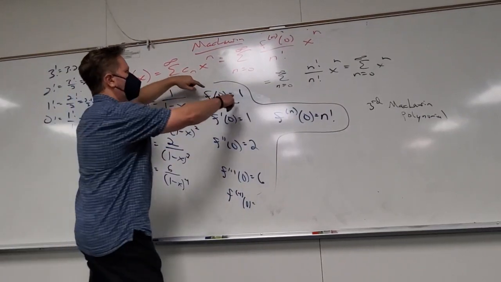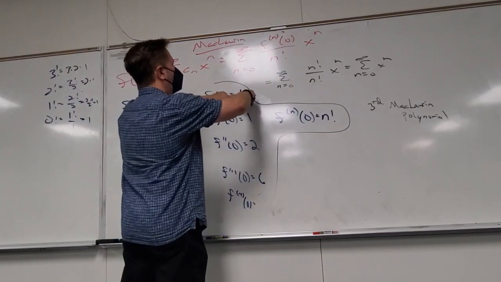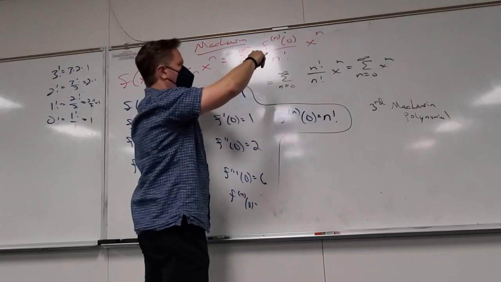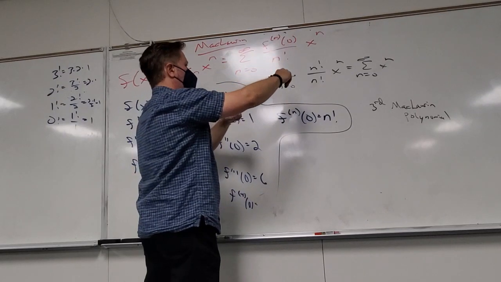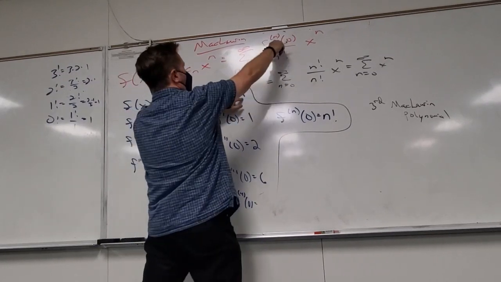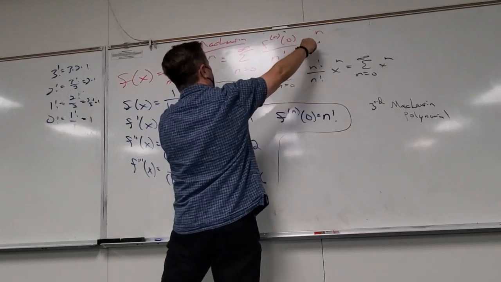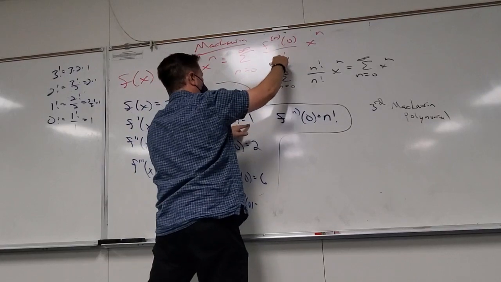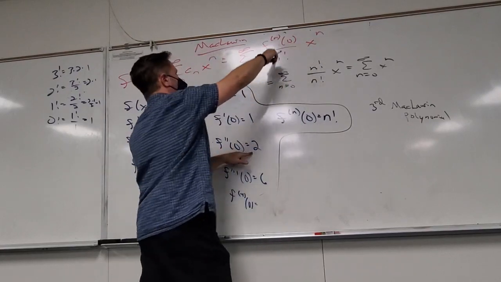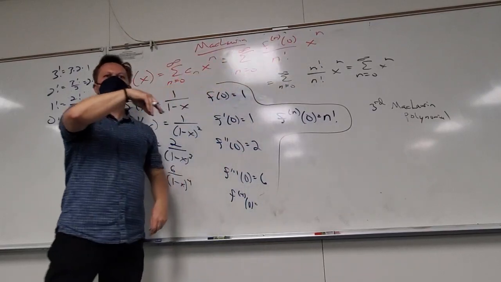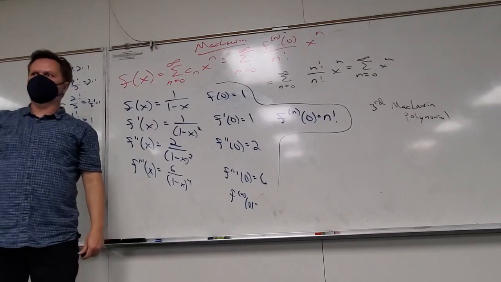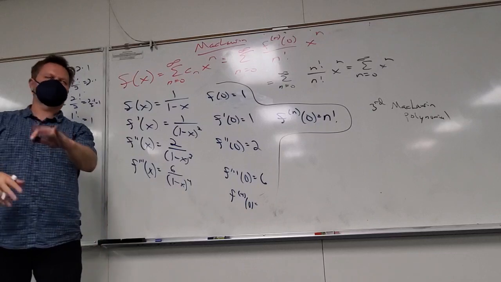And then I could just see here, what's it going to be? I can just start plugging stuff in and seeing what it is. So I would do 1 over 0 factorial times x to the 0, and then 1 over 1 factorial x to the 1, and then 2 over 2 factorial, and so those would cancel. You would just get 1 plus x plus x squared.